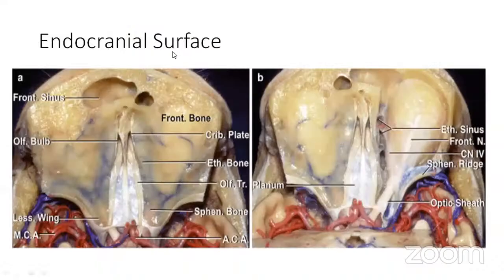Now we will discuss the endocranial surface. Now we are viewing from above. In this diagram, the frontal bone has been removed. On the medial side, we can see the ethmoid bone. And on the lateral side of the ethmoid, we have the cribriform plate. The frontal bone anteriorly is divided to form the frontal sinus.